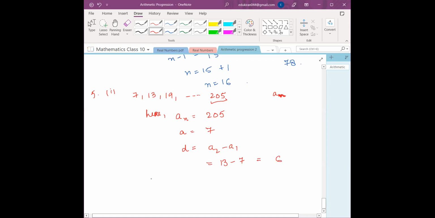Now, an is equal to a plus n minus 1 into d, right? Now, an is already given, which is 205. Now, put the values: 7 plus n minus 1 into 6. Now, tell me quickly how much is n here. Solve it.